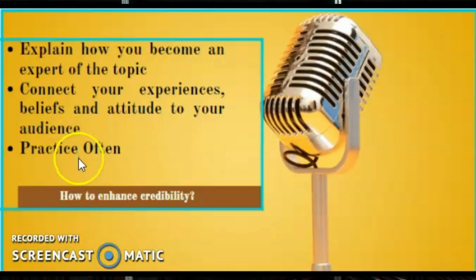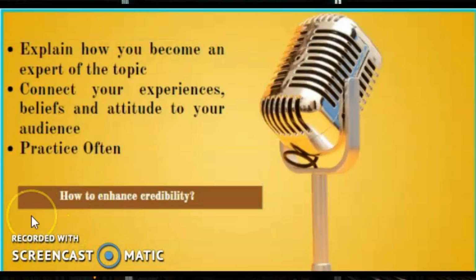Lastly, you have to practice often. It isn't enough that you are good in delivering the speech, that you are confident, but also you need practice. Because once you practice, you will be able to get used to the things that you're about to say, and you will really sound credible. Once they hear you, other people will think that you really know what you're saying and that you are really honest and that you are an expert of the topic or of the subject. Those are basically the things that you can do to enhance your credibility as the speaker.